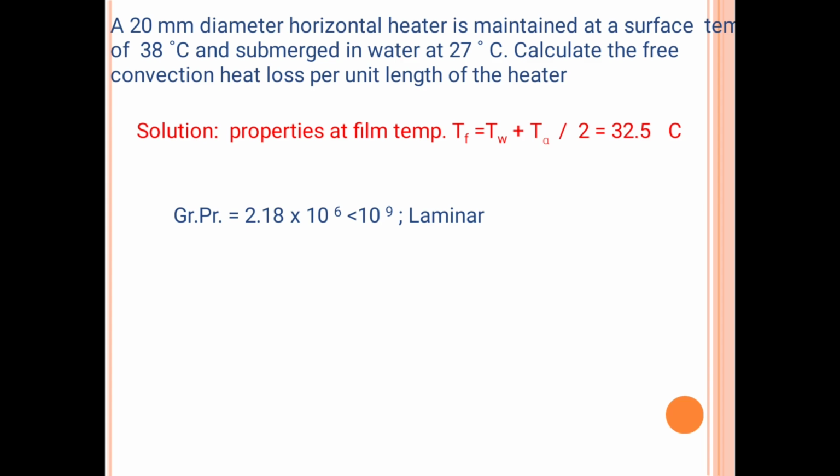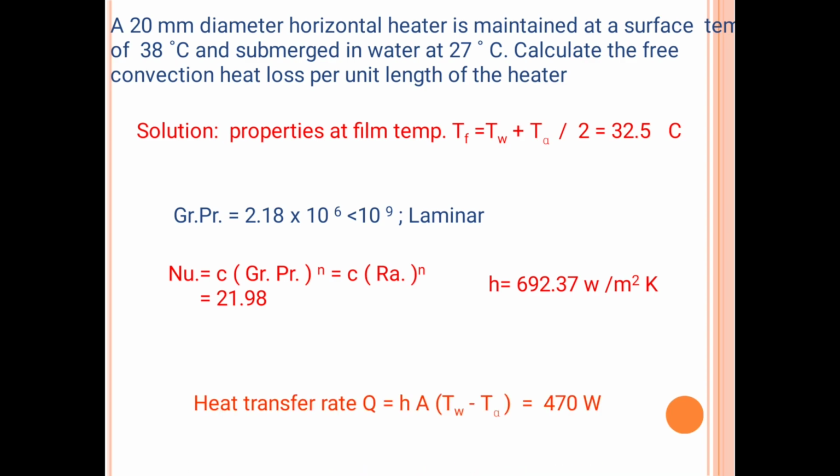Then the Prandtl number, and the Grashof number is equal to 2.18 into 10 to the power 6. That is less than 10 to the power 9, so the flow is laminar flow. For laminar flow, the Nusselt number formula is C into Grashof number into Prandtl number to the power n. The value is 21.98 and the heat transfer coefficient H is equal to 692.37 watts per meter square Kelvin. Next, the heat transfer Q is equal to H into A into delta T. That is 470 watts, the answer for the free convection heat loss per unit length of the heater.